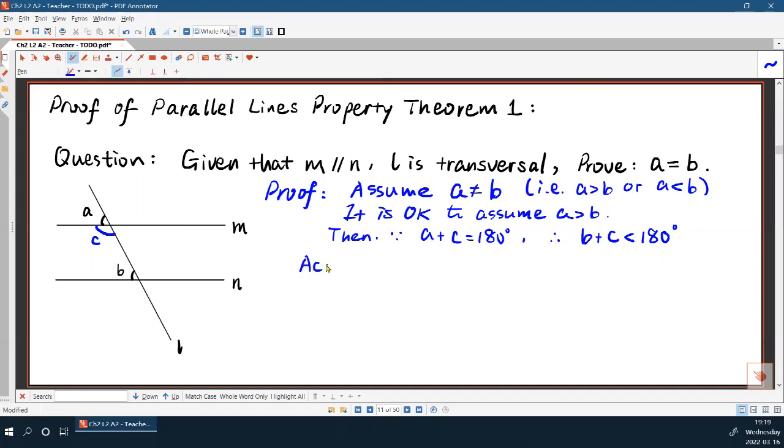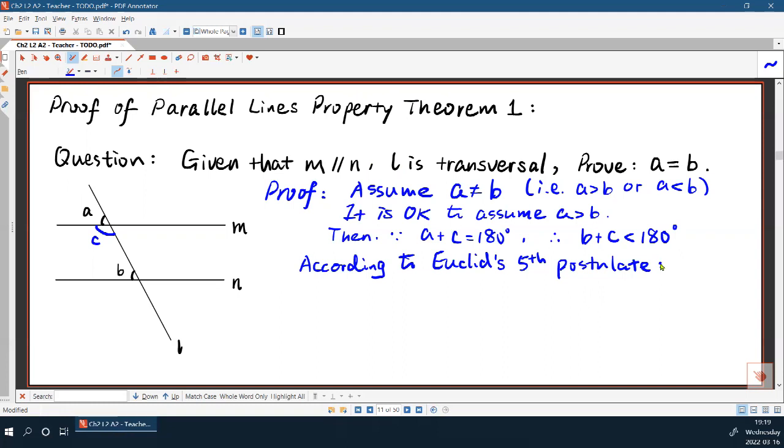And according to, remember that we have Euclid's fifth postulate. That means according to Euclid's fifth postulate.